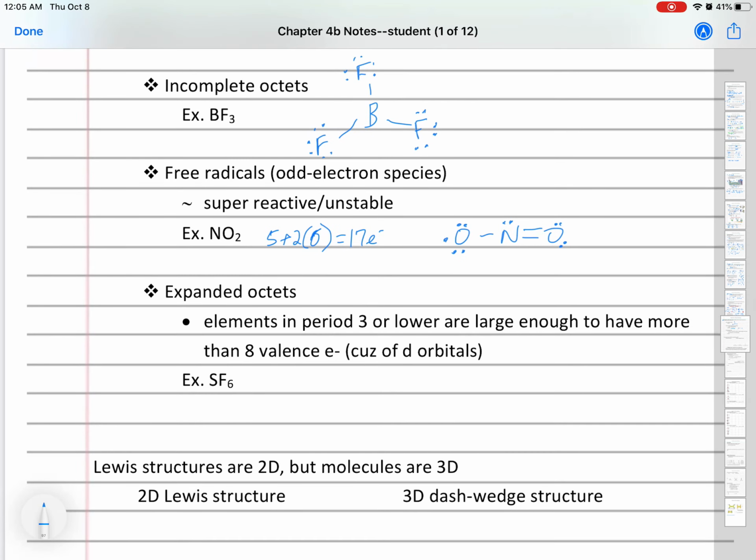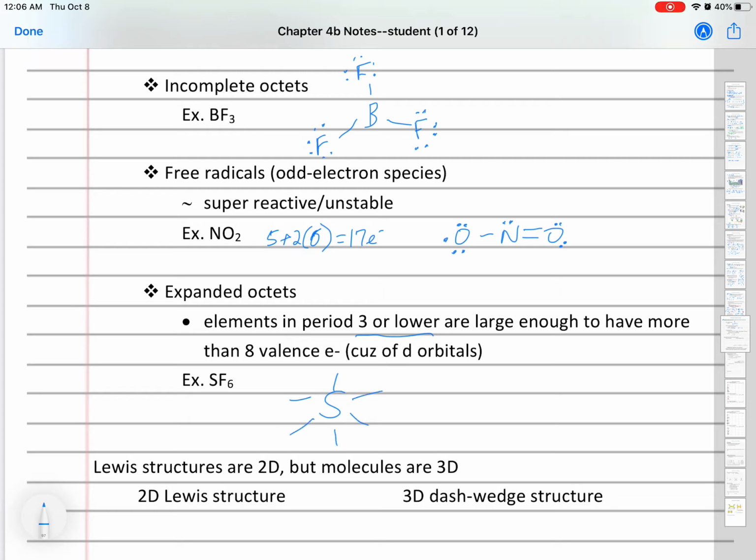Another exception is that there are some molecules or some atoms that can have expanded octets. Basically any elements that are in period 3 or lower are large enough to have more than 8 valence electrons, and that's because you start getting into the d orbitals when you get into the 3rd row of the periodic table. So sulfur, for example, is one of these.